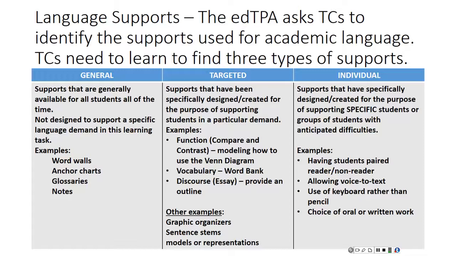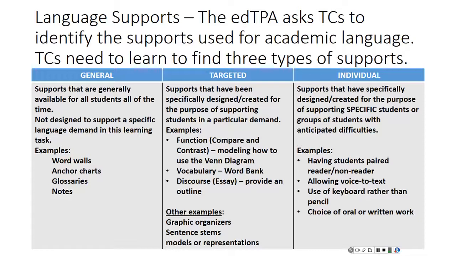Now, this is important when you're scoring those lesson plans. The difference between a targeted support and an individual support has to do with the fact that they are supposed to be targeting demands, not students. So they need to actually say things like, in order to support the function of compare and contrast, my students will be using a Venn diagram. In order to support the vocabulary, my students have a word bank. In order to support the discourse and essay, I'm going to provide an outline. Other examples: graphic organizers, sentence stems, models, representations.